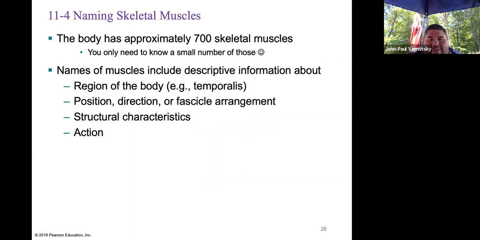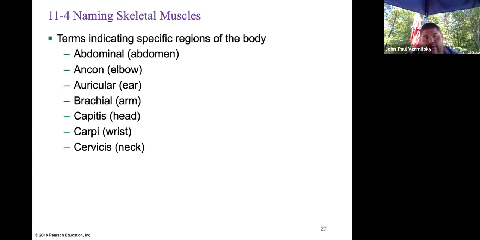The names of the muscles include descriptive information about the region of the body, the position, direction, or fascicle arrangement, structural characteristics, or potential action. So there's a lot of information built into those names, and you might be able just to look at a name of a muscle and know exactly where it is and what it's doing. That's not the case for all of them, but for some of them that is the case. Just make it simple and look at the name and know what's happening. Terms indicating specific regions of the body.